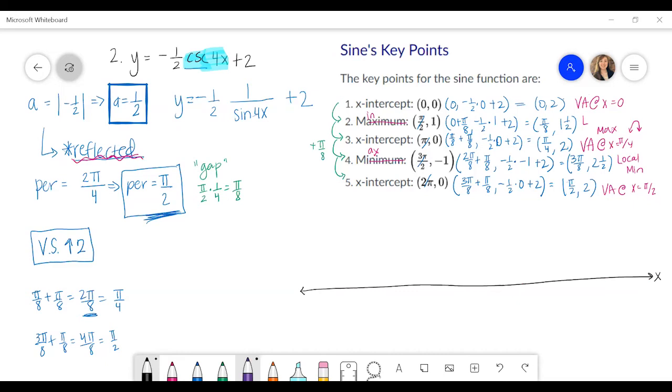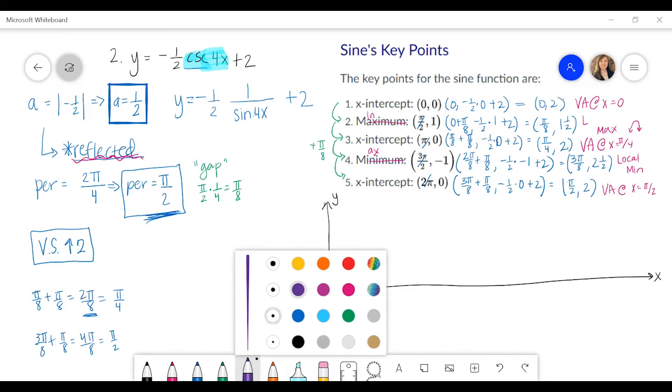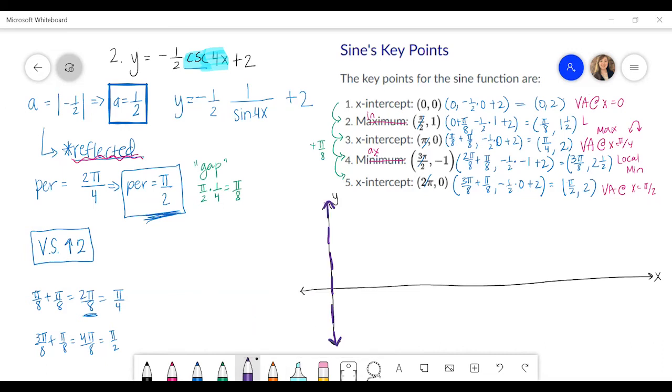Okay, so let's sketch out a graph. I'm not going to go to the negative side very much. It's just a convenience thing. So if we were to sketch this out, we have some vertical asymptotes here. Also a vertical asymptote. And then I'm going to just mark off pi over 8, pi over 4, 3 pi over 8, and pi over 2.